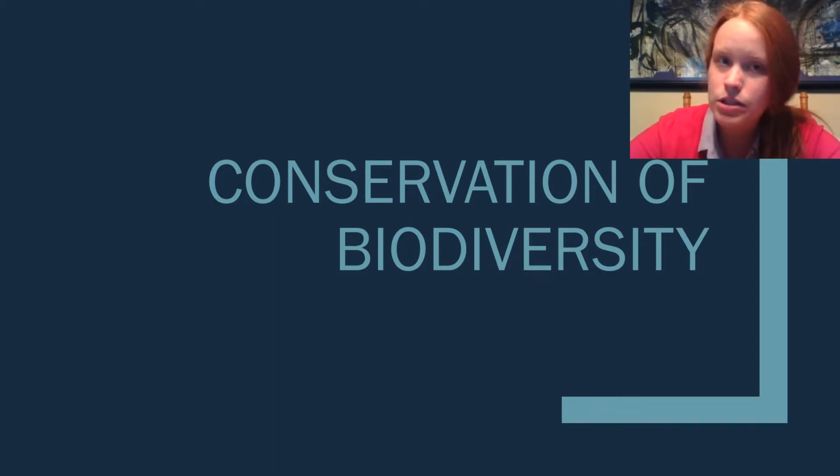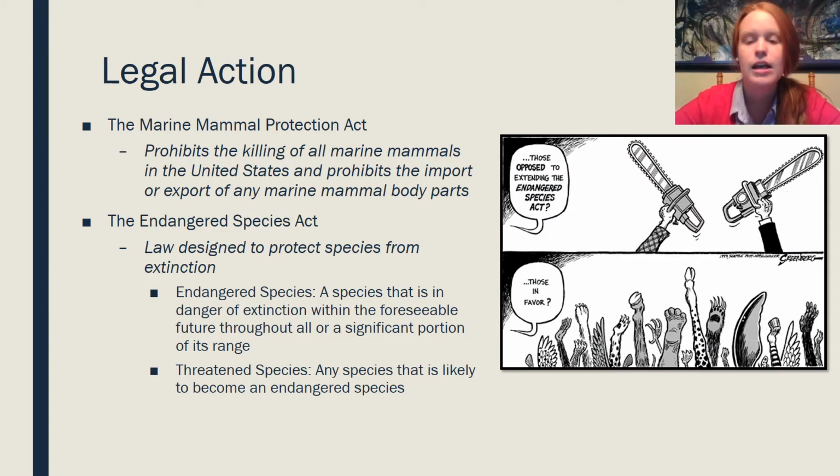So what are we doing to conserve biodiversity? There's been a lot of legal action. Now, there are two main laws in the United States that protect animals and plants that may become endangered, or to keep them from going extinct. The first one is the Marine Mammal Protection Act. This one is protecting things like whales, mostly whales, but also dolphins and things like that.